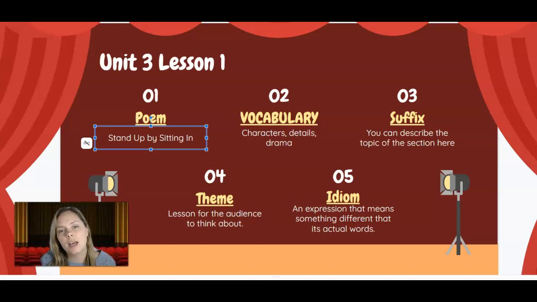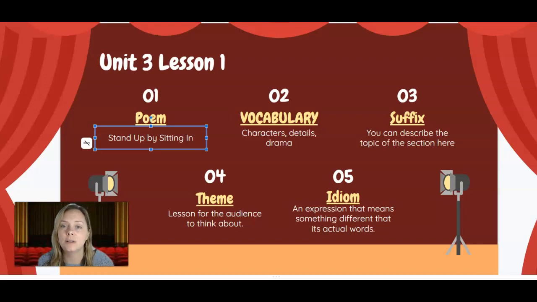Hey everyone, this video is to help you with Unit 3, Lesson 1, where we are focusing on the play Stand Up by Sitting In. And this page right here has the main topics that will be covered in your slides. So you can review this video and move straight to your checkpoint, or you can go through all the slides like normal. The option is yours, or you can do both, depending on what you need.